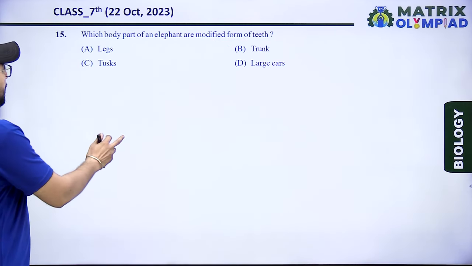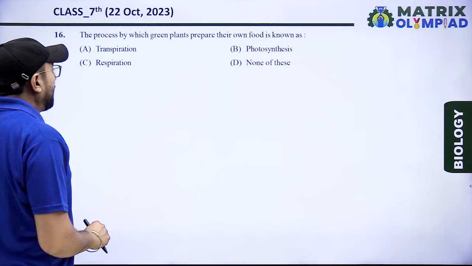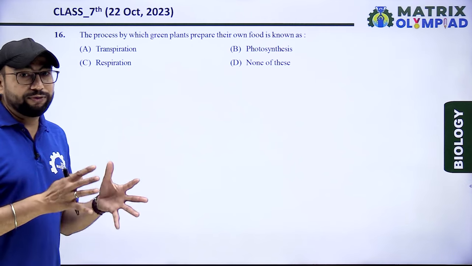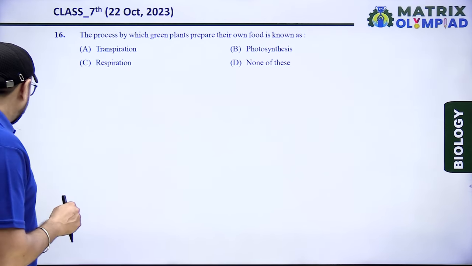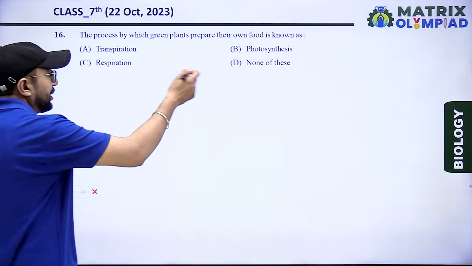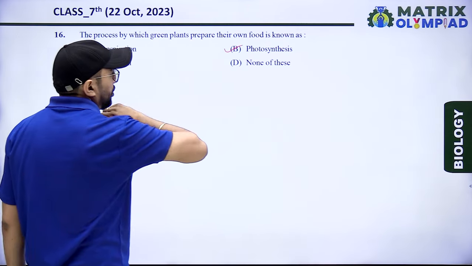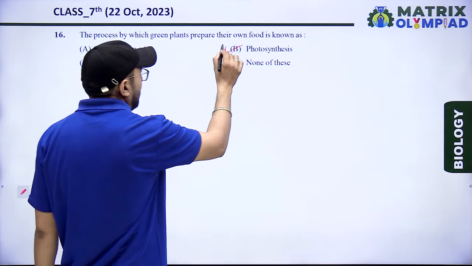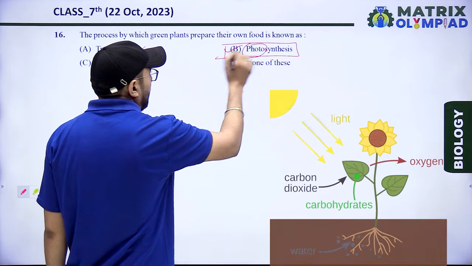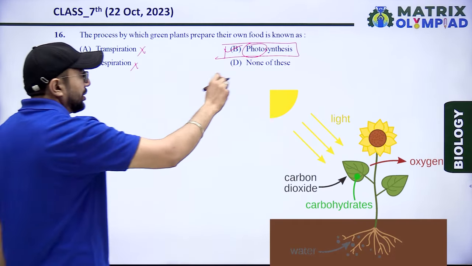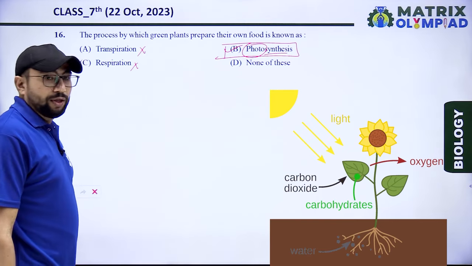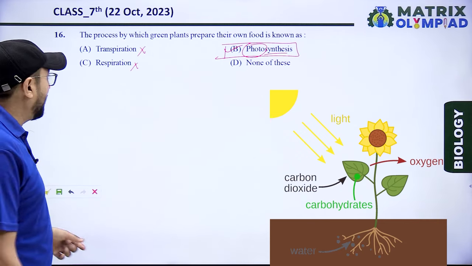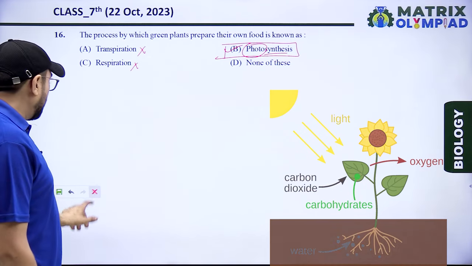Next, the process by which green plants prepare their own food is known as autotrophs. Autotroph process is called photosynthesis. So right answer is photosynthesis. Transpiration wrong. Respiration wrong. Photo means presence of light. Synthesis means formation of food. So in the presence of light, formation of food, that is photosynthesis. Right answer is option B for this question.